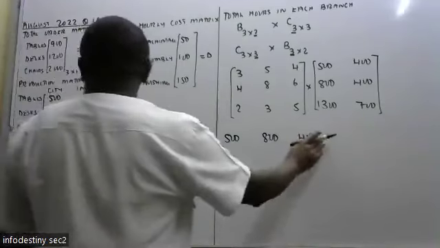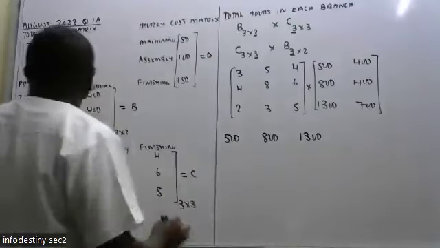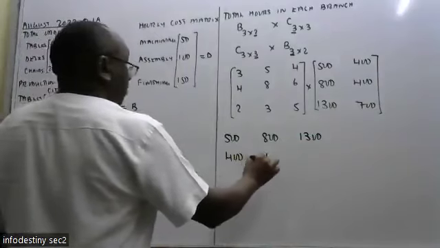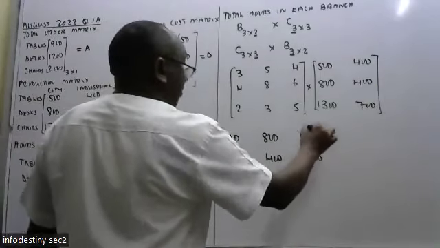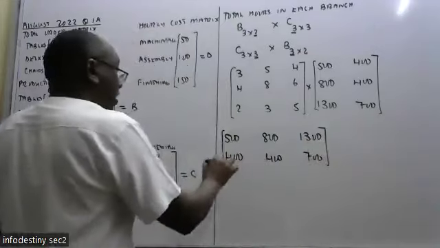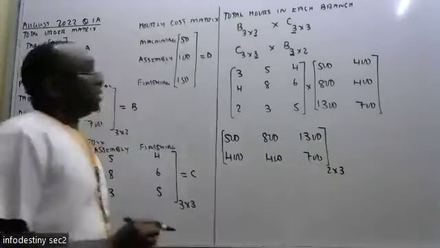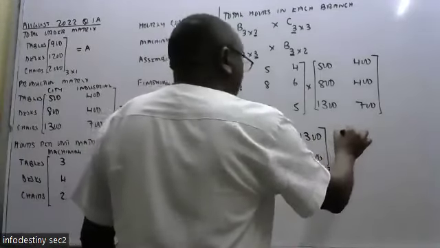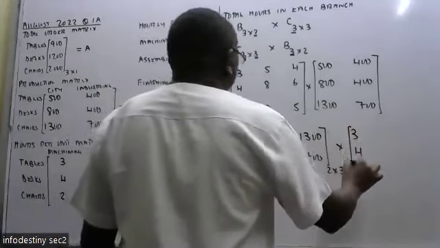Sorry, not 400, 1300. And then I have 400 and 400 and 700. Now this one is of which order? Is a 2 by what? By 3. Then I multiply by this one, which is 3, 4, 2.